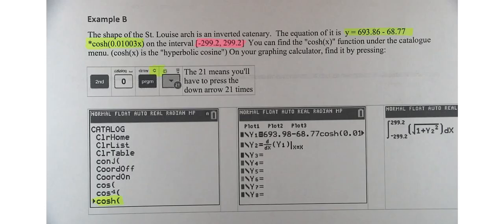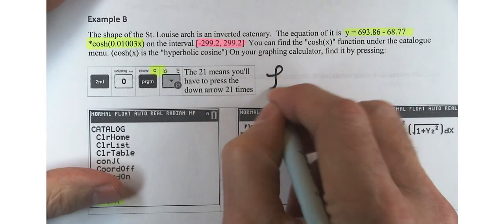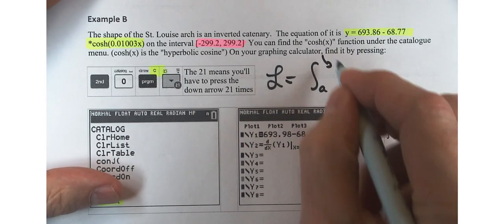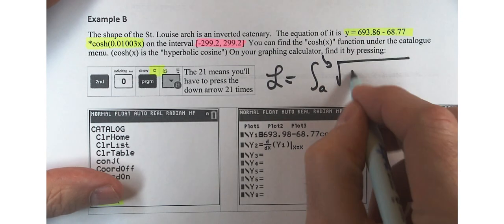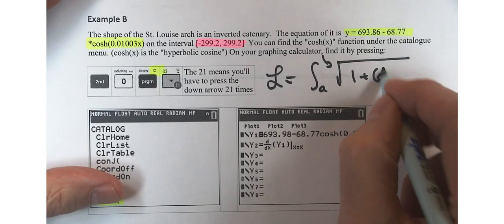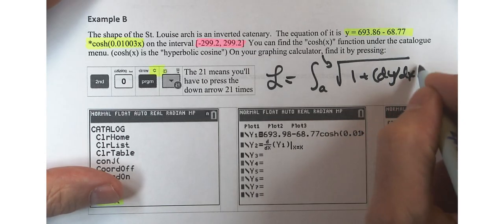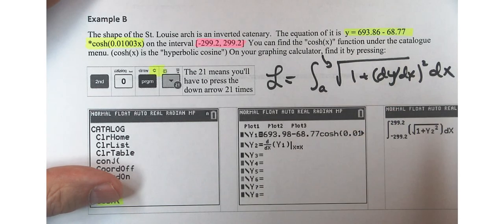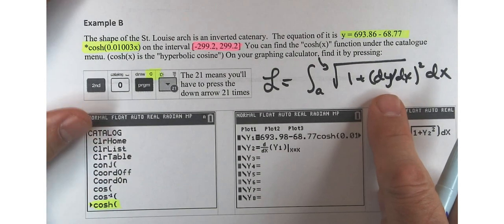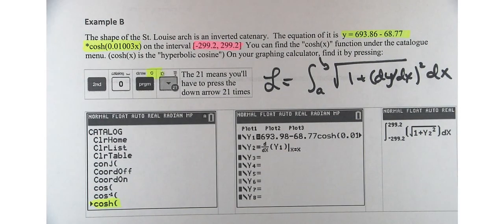Now let's think about the formula we're going to need to integrate. In general, when you're trying to find the arc length, it looks like this. Your arc length is going to be the integral from a to b of the square root of 1 plus dy by dx squared, dx. That's essentially what we want to put in for our integrand. It becomes a little bit of a pain.